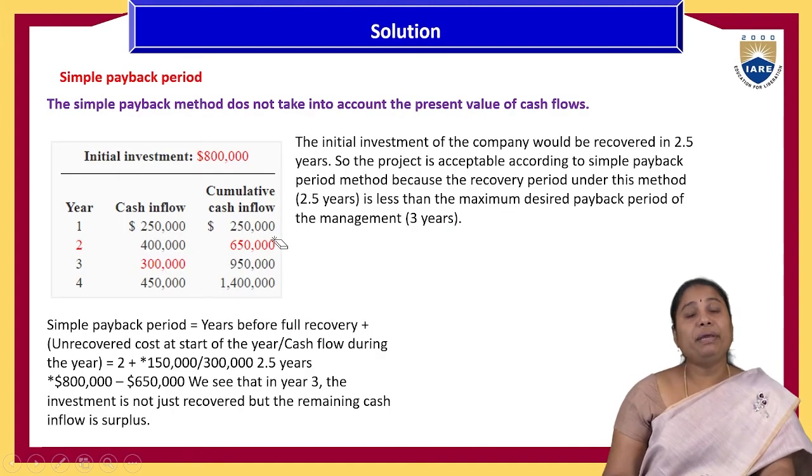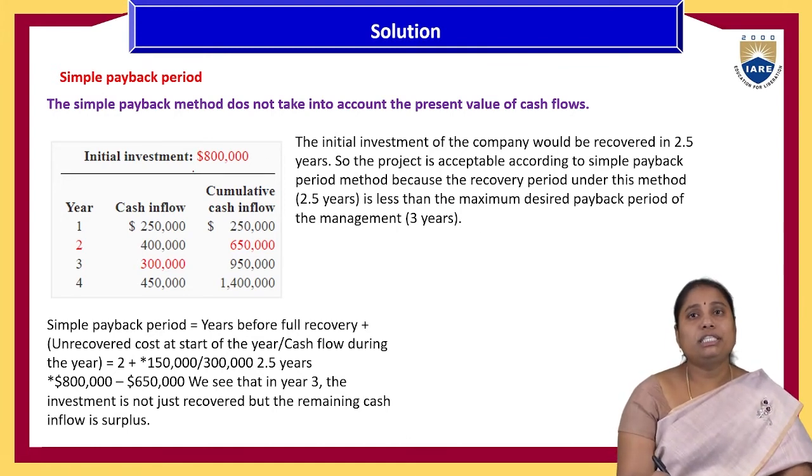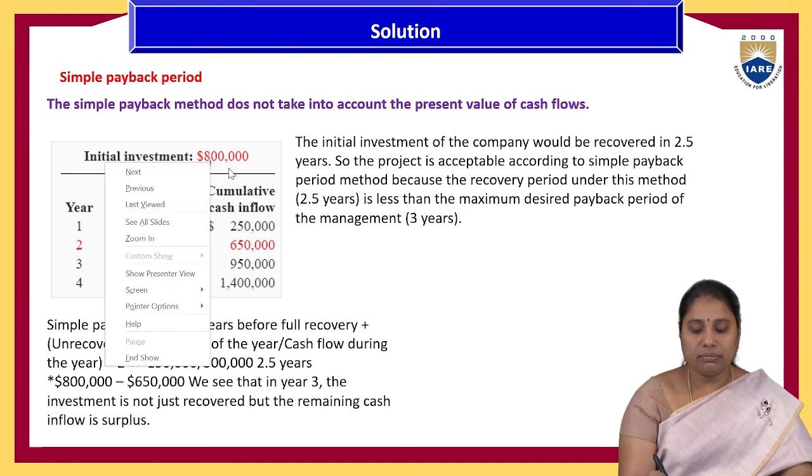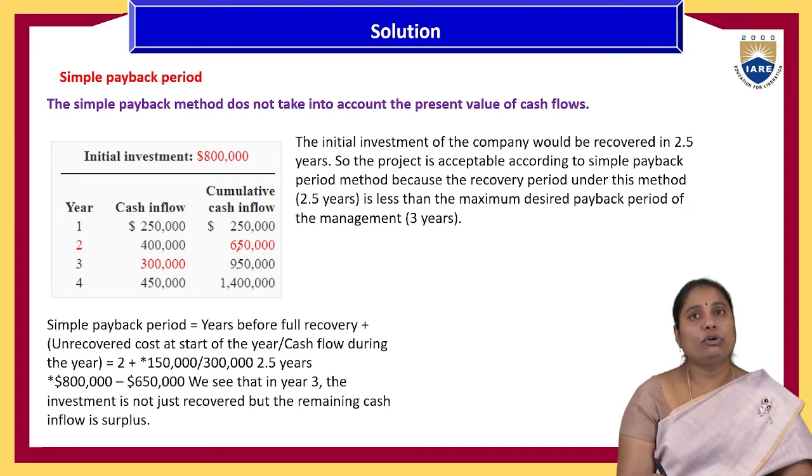So in the simple payback period method, the initial investment of this particular project is 8 lakhs. In year 1 the cash inflow is 2,50,000 and the cumulative is 2,50,000. In the second year 4 lakhs, so cumulatively they get 6,50,000, and in the third year 3 lakhs, so cumulatively they get 9,50,000. In total they are going to get 14 lakhs.